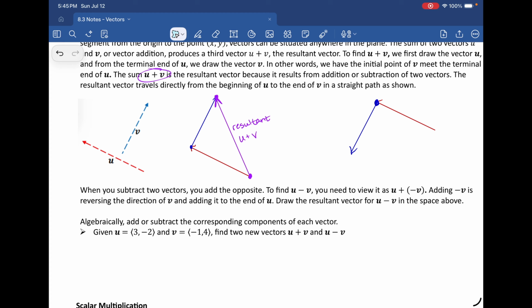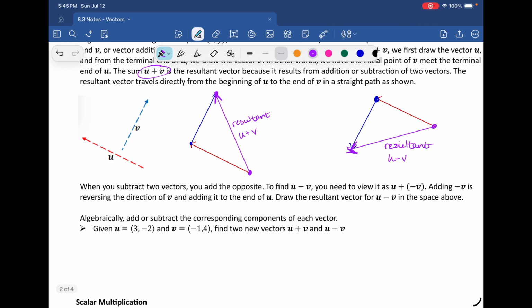And then the subtraction: beginning of the first, end of the second. Still called your resultant. U minus v. Well, that's geometric. This is the visual representation of adding or subtracting a vector.